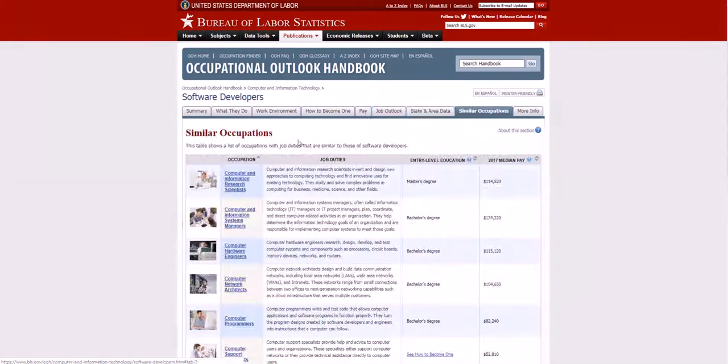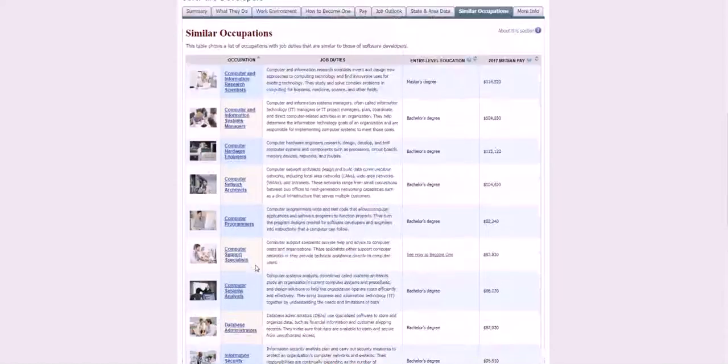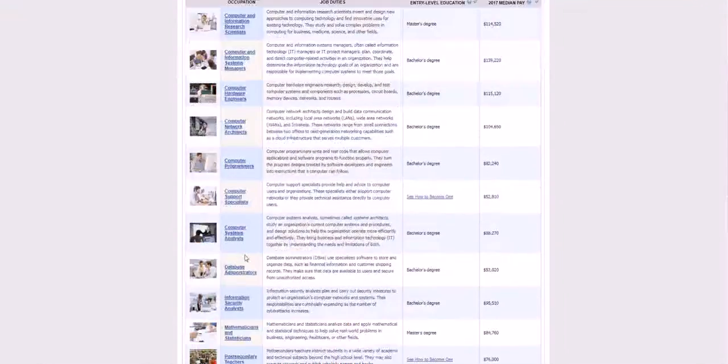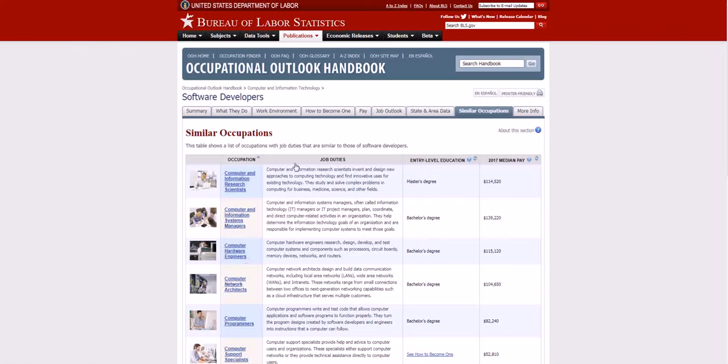Other thing that's very helpful is similar occupations. So when you're in this exploration mode, I like the similar occupations here because it shows you things that are related that maybe you've never considered before. So this is certainly something else to consider as you're looking through and digging into more information.